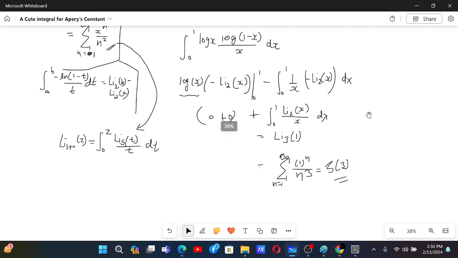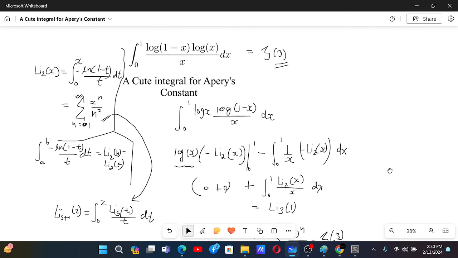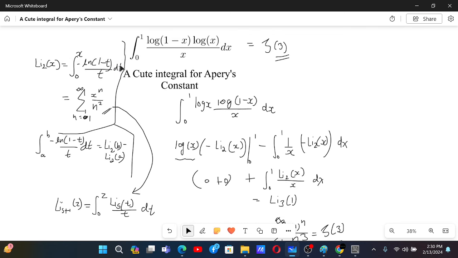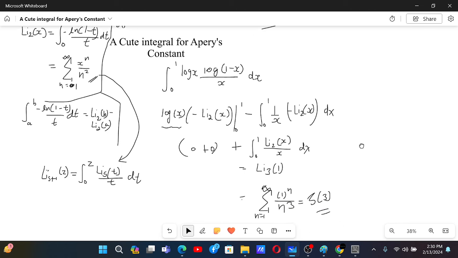So basically in this video we used a lot of polylogarithmic properties: the integral representation, the sum representation, and the change of the base of the polylogarithmic function. And this was how we solved this problem.